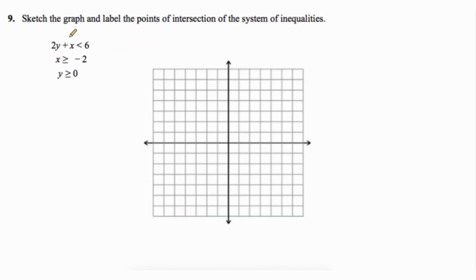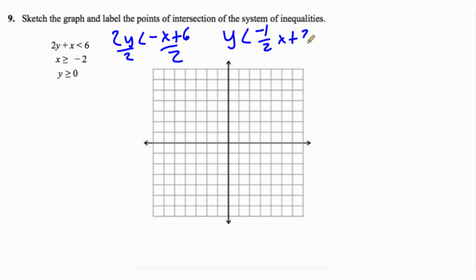Taking a look at problem number 9, we're asked to graph out these inequalities and label the intersection points between the inequalities. I'm going to take a look at this first inequality. We want to get y all by itself in order to graph this one out, so I'm going to subtract the x over, so we get 2y is less than -x plus 6. Divide everything by 2, and we end up with y is less than -1/2 x plus 3.